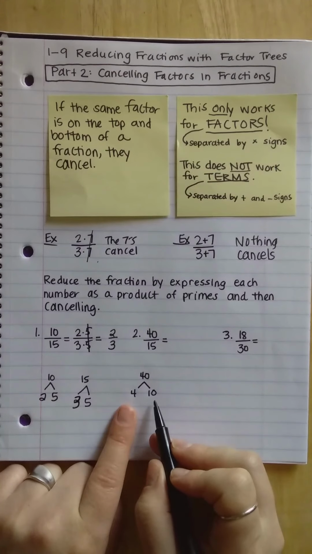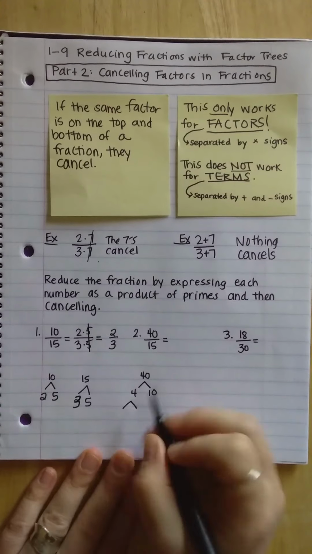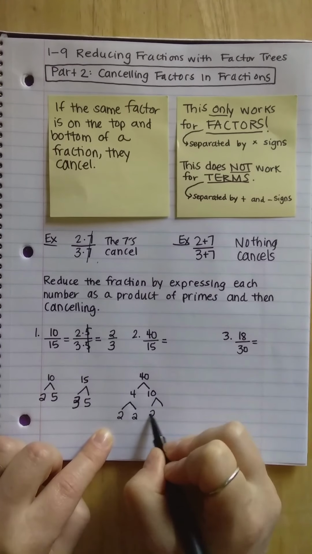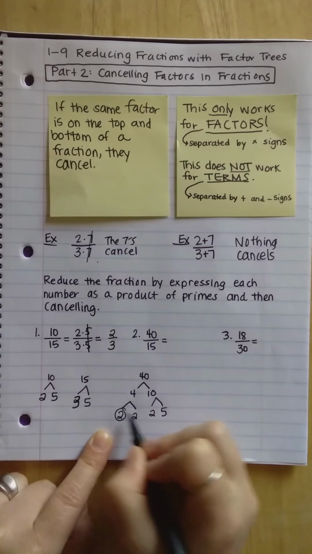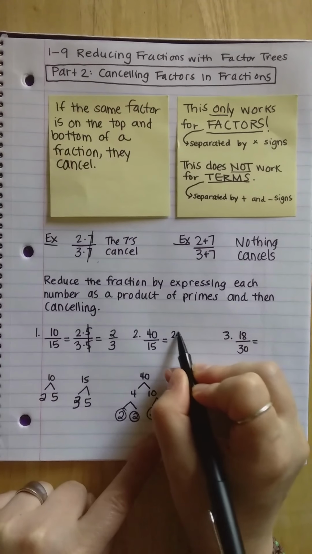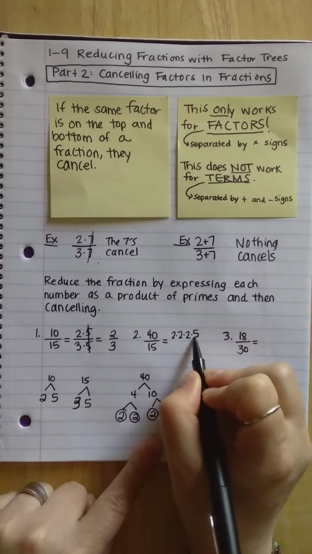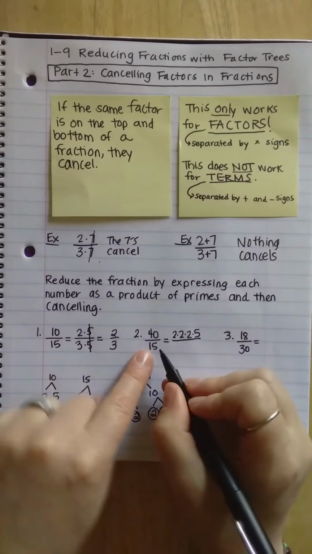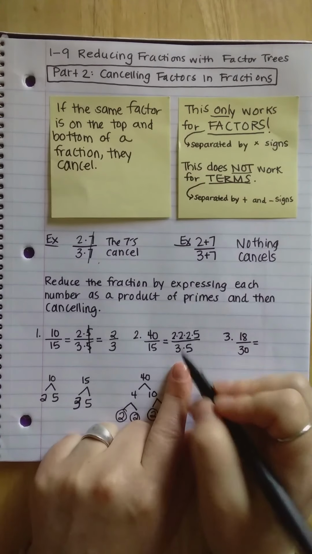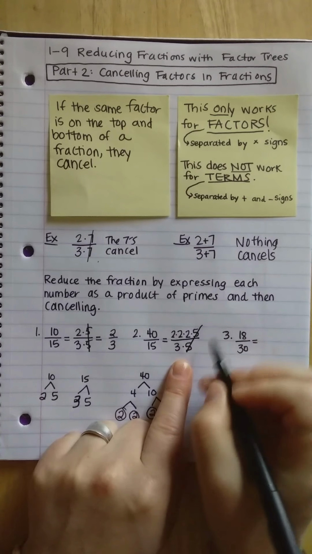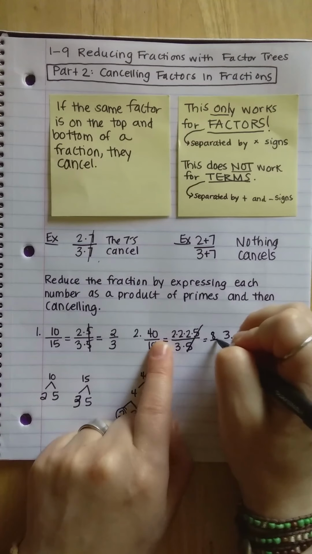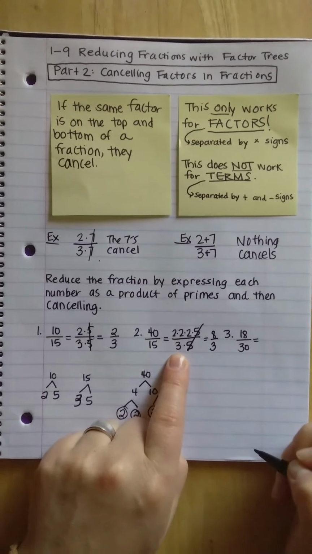Neither of these are prime, so we have to keep going until they're all prime. So 4 becomes 2 times 2, and 10 becomes 2 times 5. So that's what we have for 40. Let's write it on the top there. 2 times 2 times 2 times 5 over, and then 15 we already know is 3 times 5. So the only factors that we have on top and the bottom are the 5s. And that means we have 2 times 2 times 2 is 8 on top and 3 on bottom.